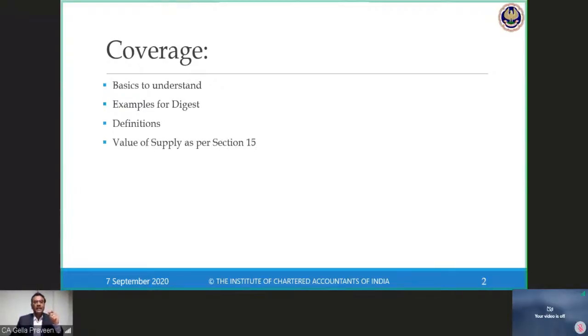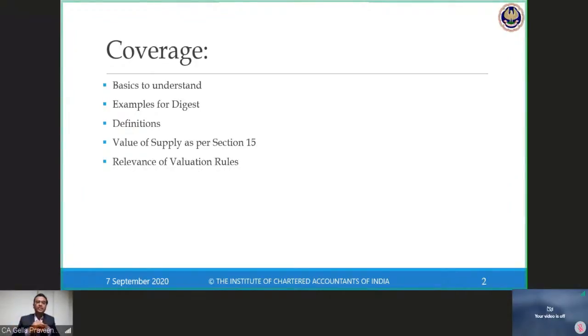Then we will move on to section 15, which deals with value of supply. Section 15 has 5 subsections. We will have an understanding of each of those subsections, what the purpose behind each subsection is, and how we need to address those provisions when we come across our day-to-day transactions.